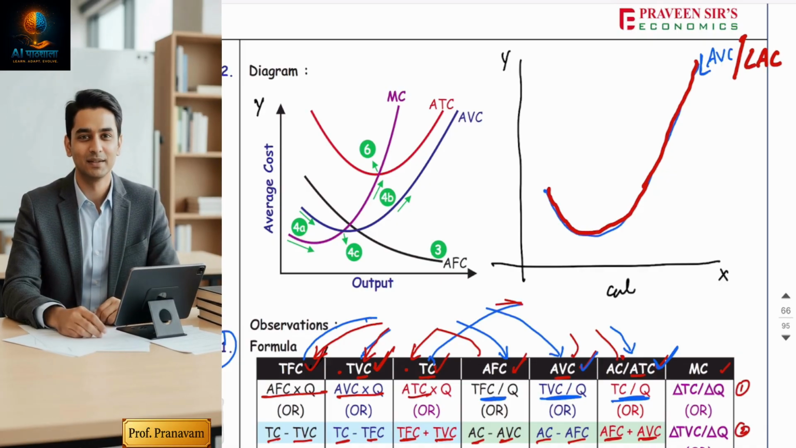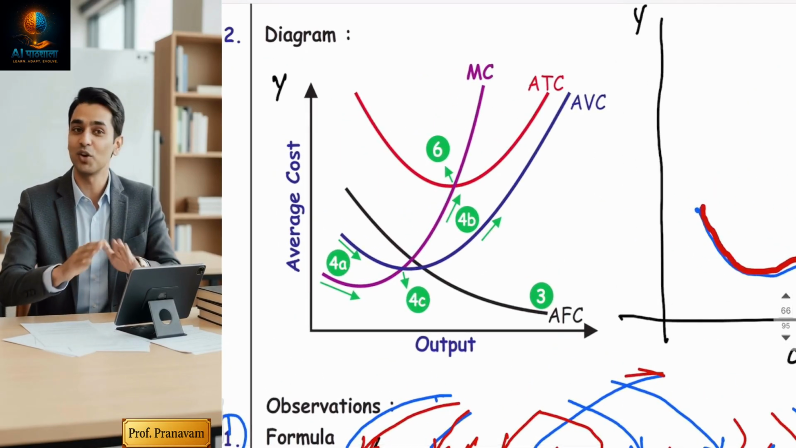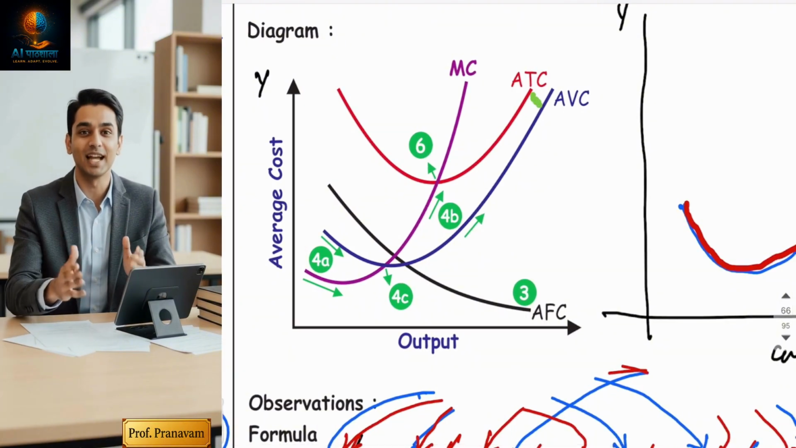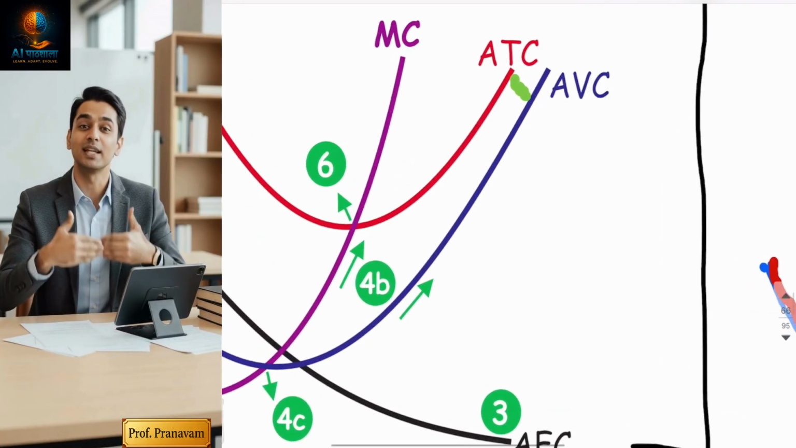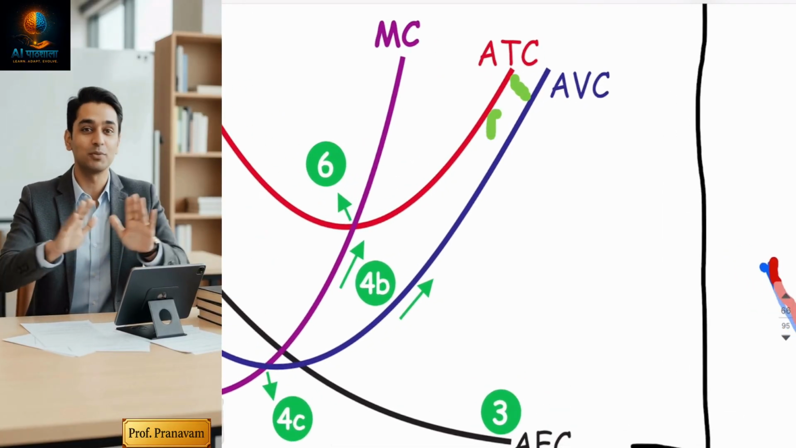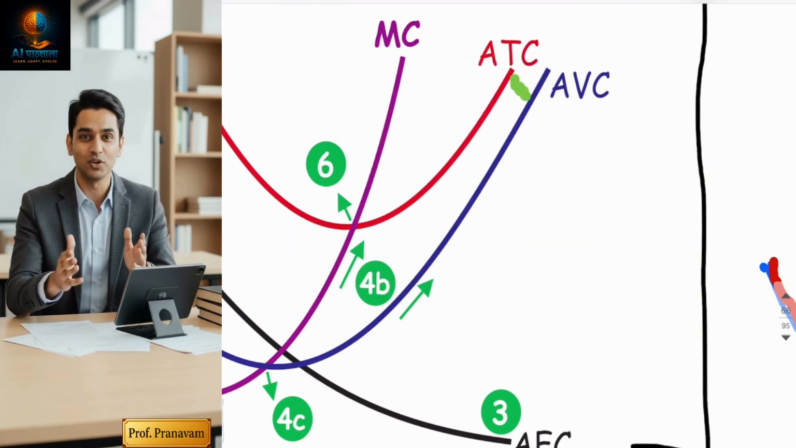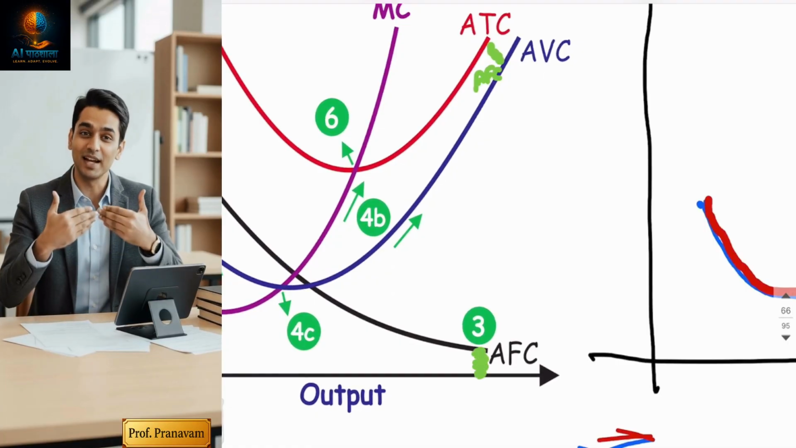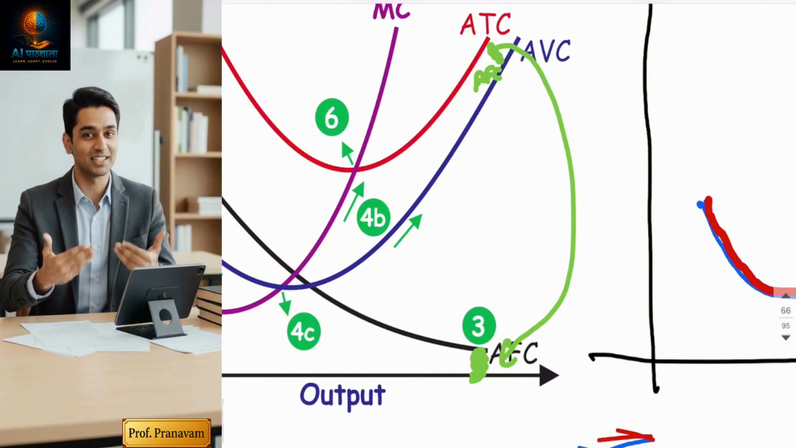But why? Listen, one more important point which I didn't discuss with you in the short run. Can you tell me what the gap between the blue and red curve is? It's fixed cost, since it's the gap between average total cost and average variable cost. So the gap between ATC and AVC is actually AFC. This gap and this gap are actually the same.